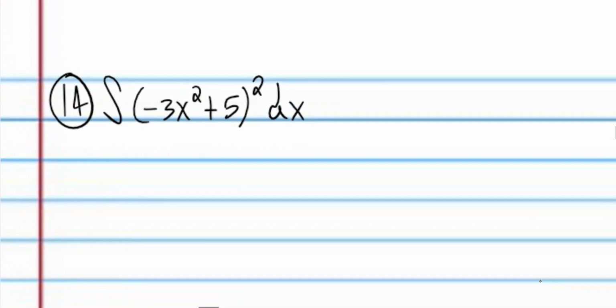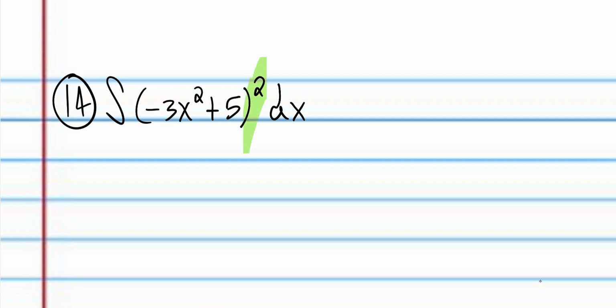So try number 14. Again, we don't know how to find the antiderivative of this expression. We can find the derivative. We don't know how to find the antiderivative. So we have to change the form of the expression inside here before we find the antiderivative. So try number 14. When you come back, we'll do it together.